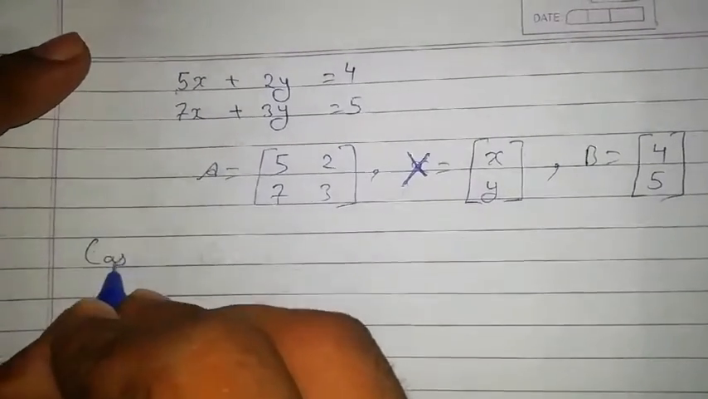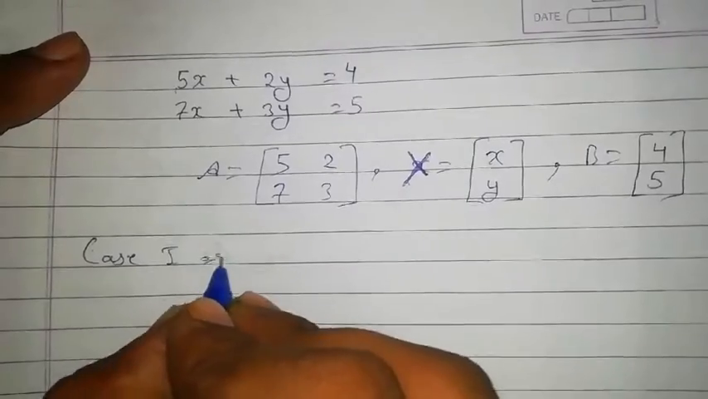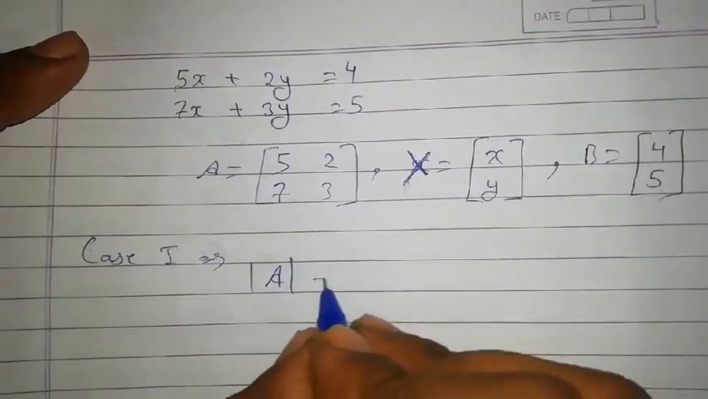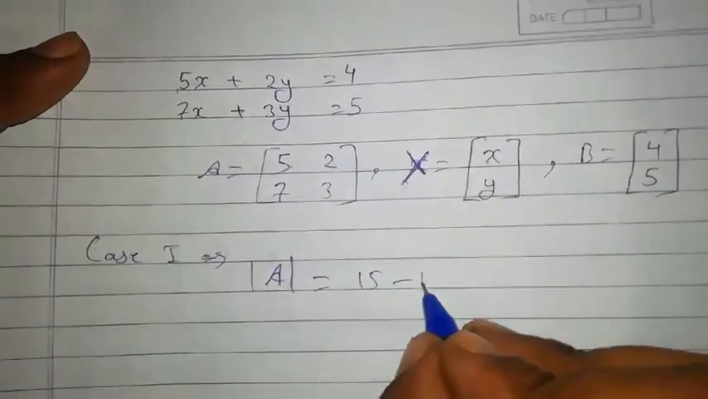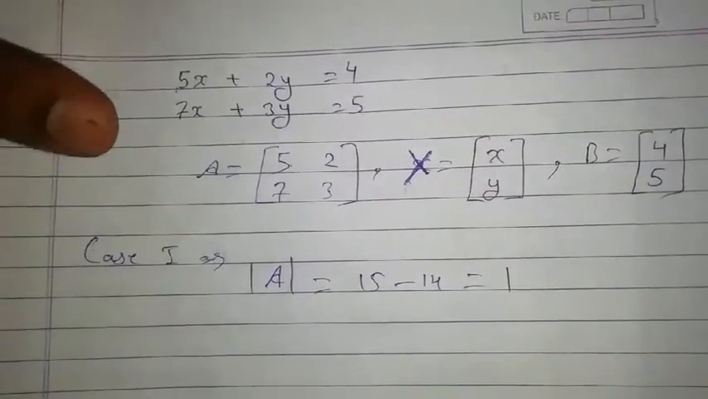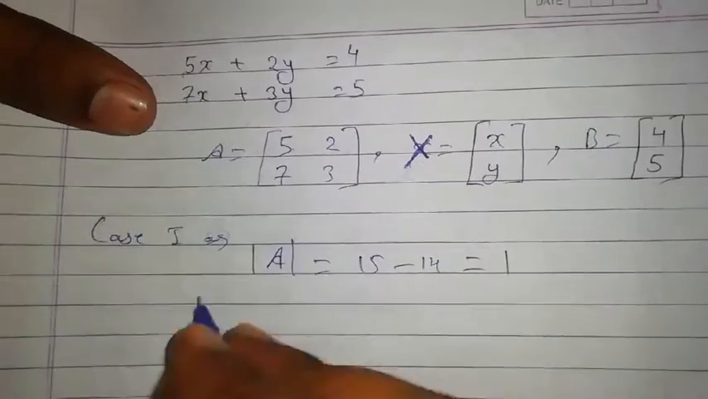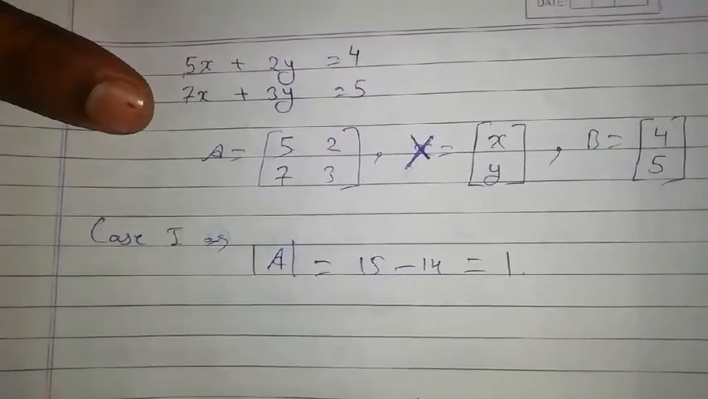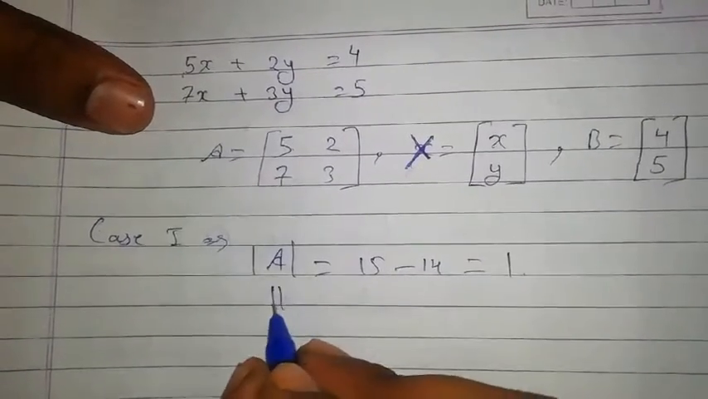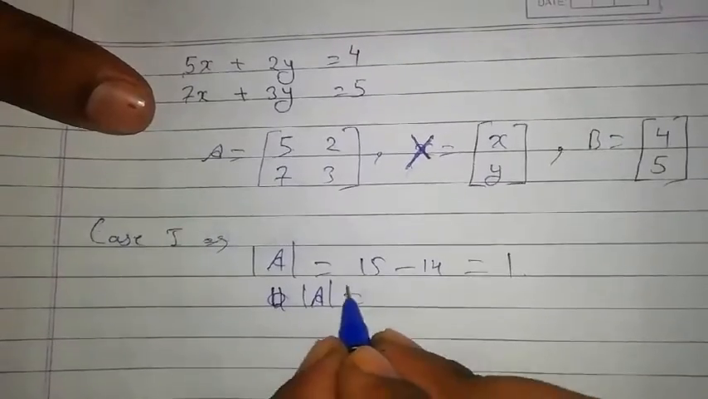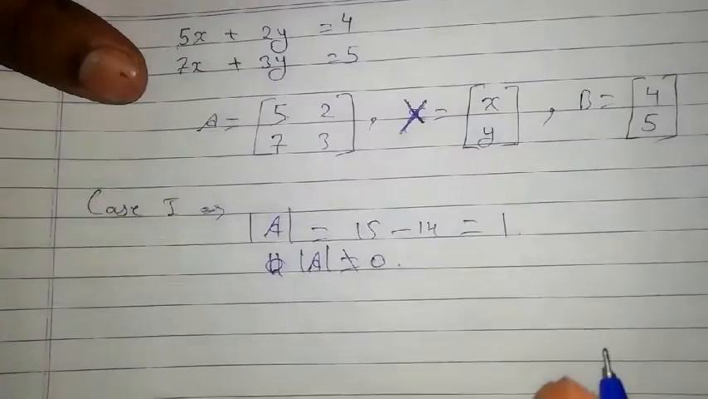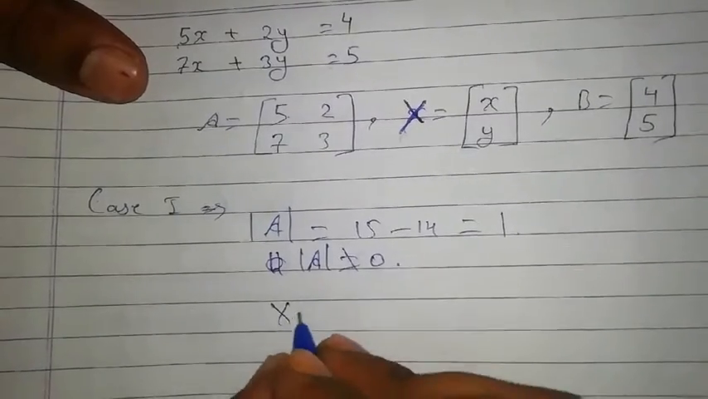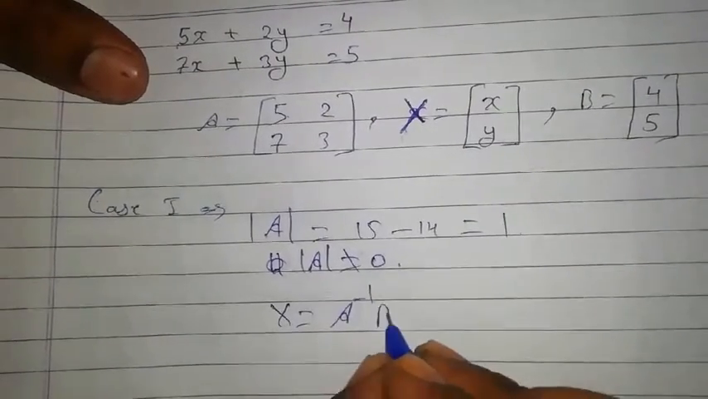So we will put case 1. First of all, we will find the value of determinant A. It will be 5 threes are 15 minus 7 twos are 14, so it will be 1. Now look, if it equals 1, meaning determinant of A is not equal to 0, then we can use the method x equals A inverse B.